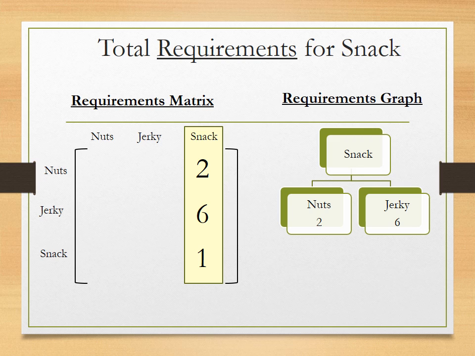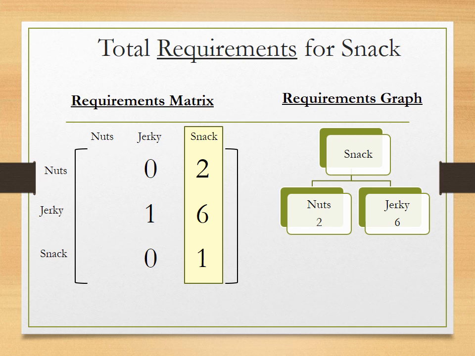Now let's take a look at jerky, which is the second column. If we need jerky, in order to make jerky, how many nuts do we need? None, so we put in a 0. If we are going to need jerky, how many jerky? Well, that's 1, kind of the identity, right? So if we need a jerky, we need 1 jerky.